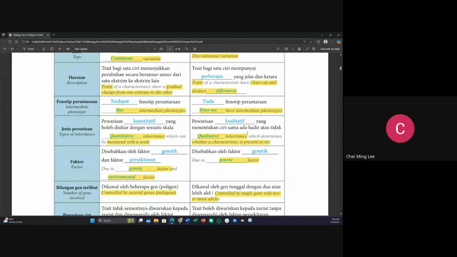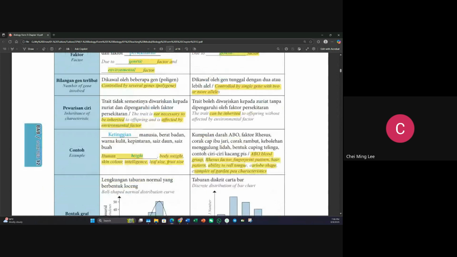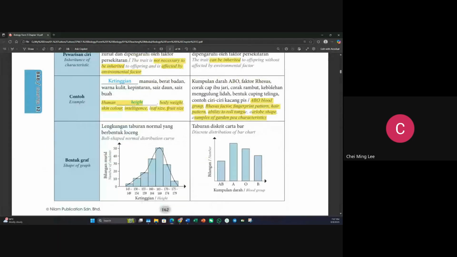It's qualitative inheritance, meaning the characteristic is present or not, and is only due to the genetic factor. It's controlled by a single gene with 2 or more alleles. And it can be inherited by offspring without being affected by environmental factors. For example, ABO blood group, rhesus factor, fingerprint pattern, hair pattern, ability to roll the tongue, ear lobe shape, and some of the examples of the garden pea characteristics that we learned in the last chapter. So you see they show a discrete distribution in a bar chart. Discrete means that it doesn't show correlation with each other.